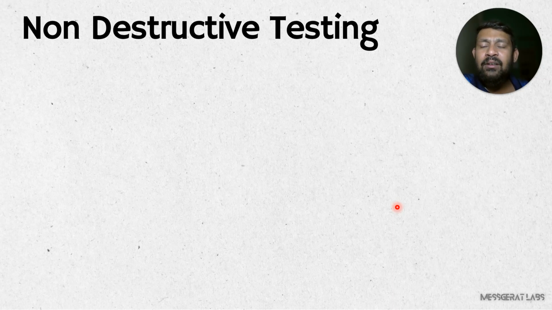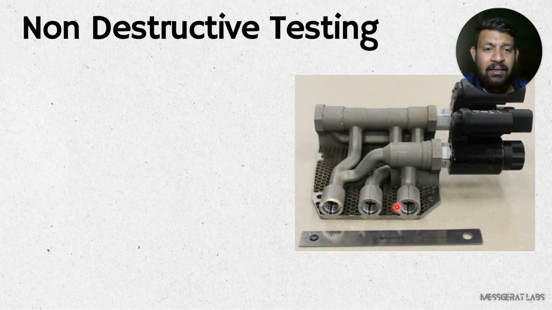Then we talk about non-destructive testing. Destructive means destroying the specimen and testing the properties, basically the mechanical strength, whereas non-destructive testing is done to check if there is internal pore or any crack inside the part. Again, we take the example of the same manifold which we saw in the first slide on the print bed. Now this is in the finished, assembled condition, you can see.